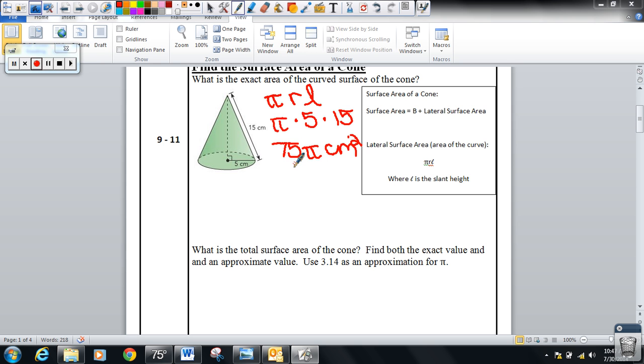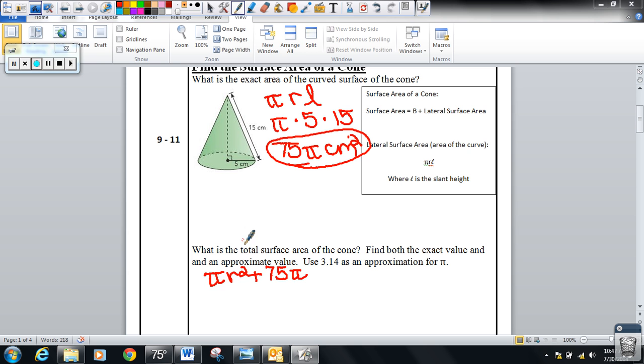Down here then, it says what is the total surface area of the cone. Find both the exact value and approximate value. Use 3.14 as the approximate. So now we're finding the total surface area. So I have to find the area of the base, which is the circle, and add it together to this one. So I have the area of the base, which would be pi radius squared plus my lateral surface area I found is 75 pi.